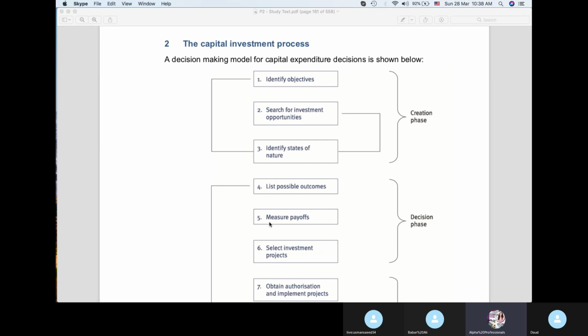Because obviously there would be a lot of opportunities out there, but it is not like the organization always evaluates all the opportunities, because time is of essence. You do have limited resources, you cannot evaluate all the possible opportunities. And then identify the state of nature. The state of nature would require you to gather information about the possible future environment that may affect the outcome of the project. Identify the states of nature, like what the future would be looking like.